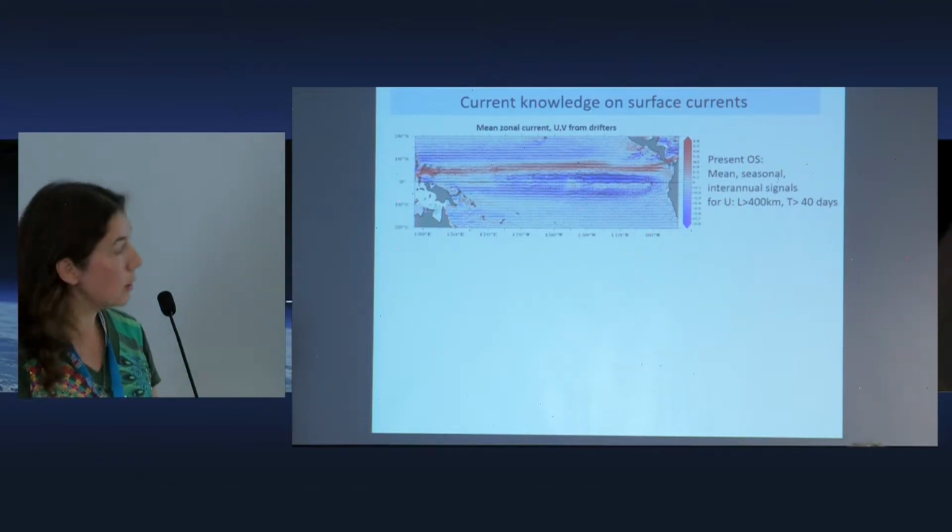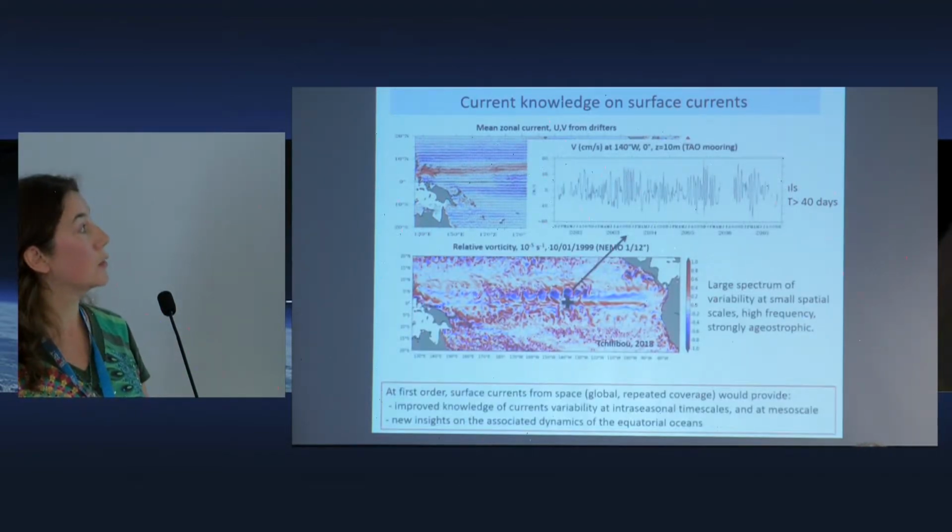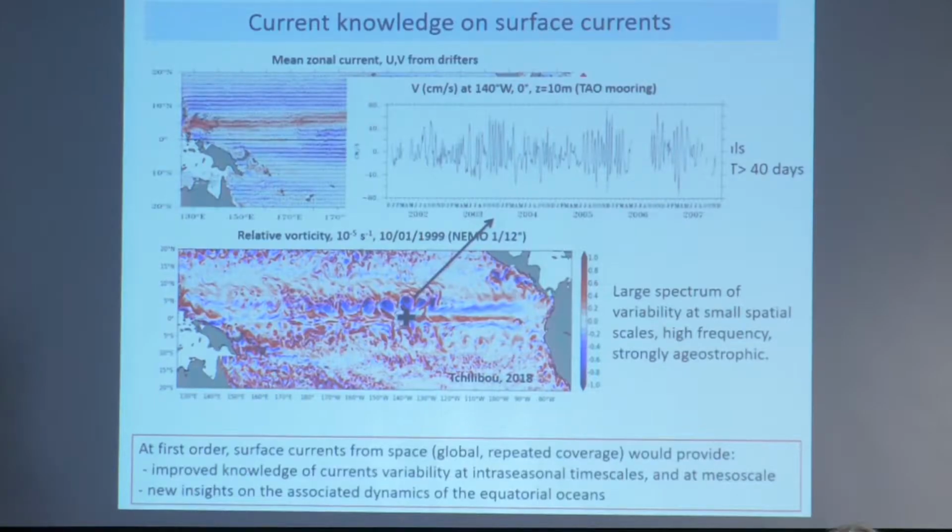But if we look at what gives a high-resolution model, this is a map of the relative vorticity at the surface during one snapshot, and here this is a time series from one mooring at 10 meters. You can see very clearly that there is a very large spectrum of variability at small scales and high frequency, which are strongly ageostrophic and that we don't have access to yet with observations.